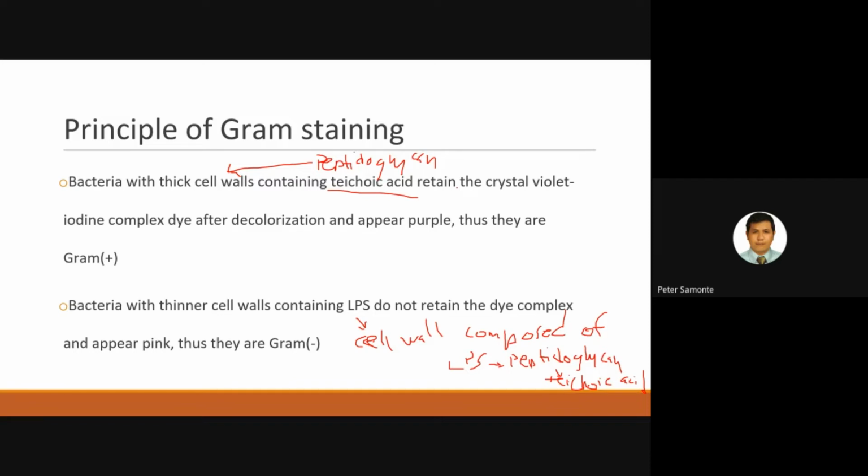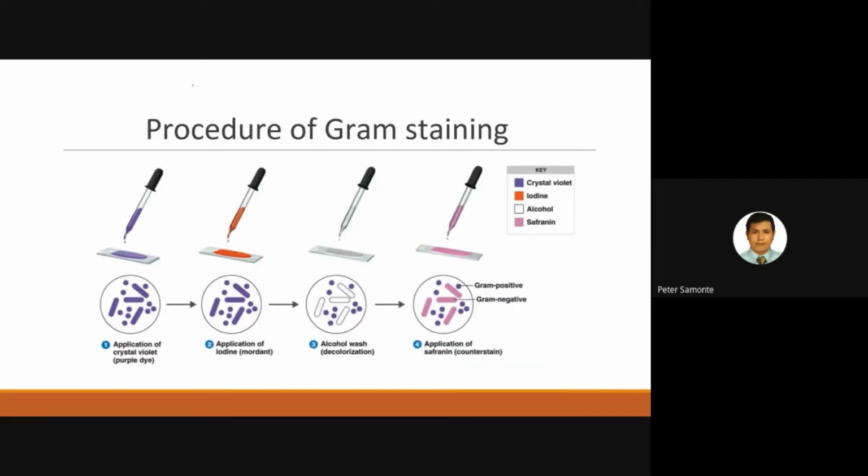Questions. Okay. So here's the procedure, class, of your gram stain. So you would add crystal violet, you would add your iodine or your mordant, then you would decolorize, then you would add your safranin.